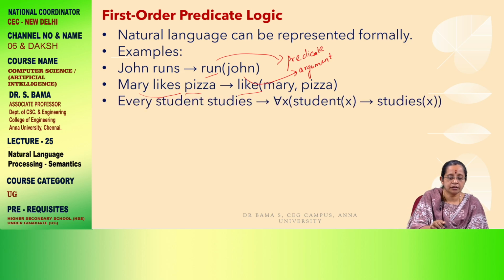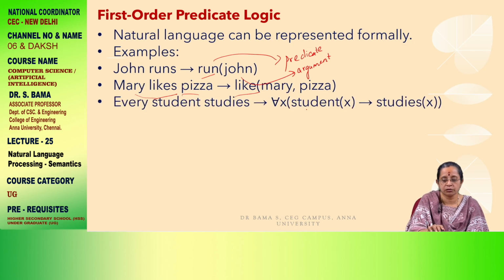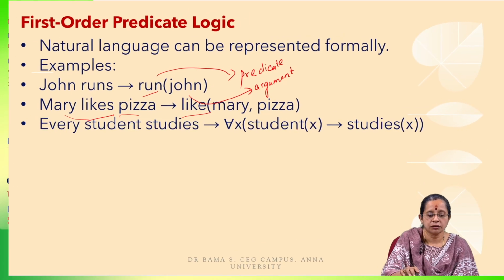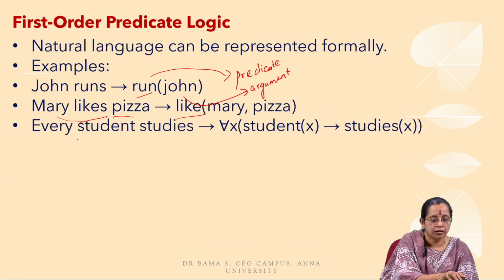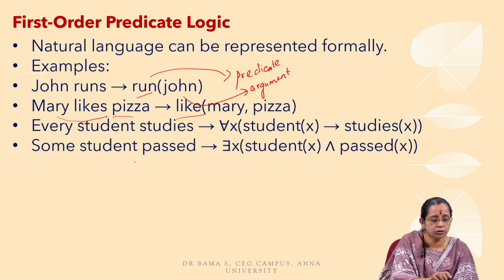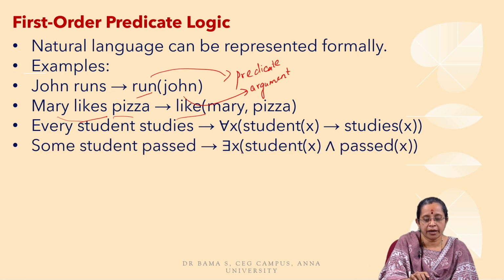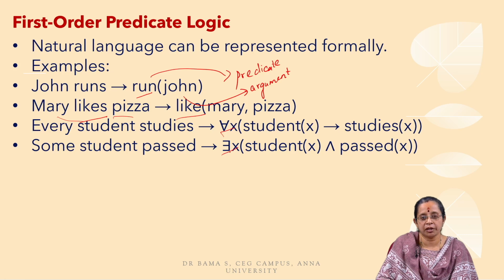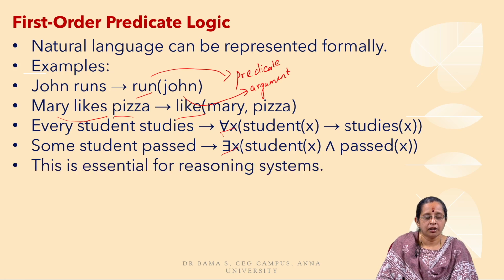Every student studies: for all x, if x is a student then x studies. So, this captures the quantitative information also. Some student passed: there exists some student who passed. Using these we can capture the quantitative information, the meaning associated with it. And as I said earlier, these are again used in unit 2 as well as in unit 3, where we did frames or ontology; we use this extensively.